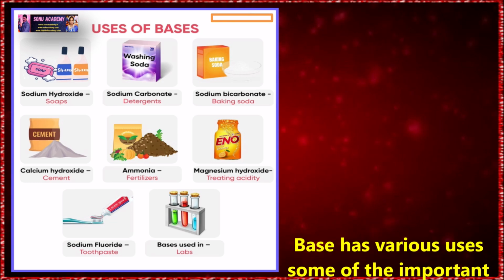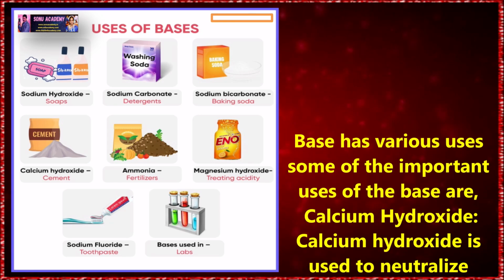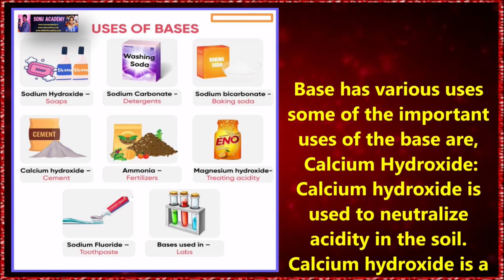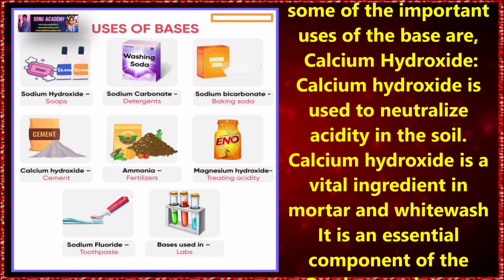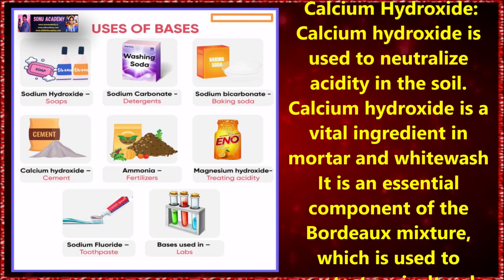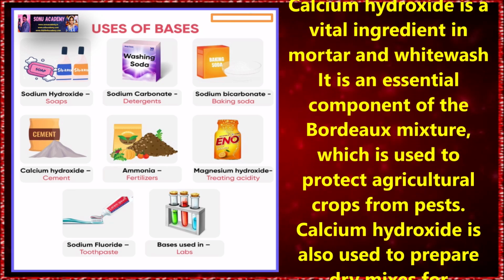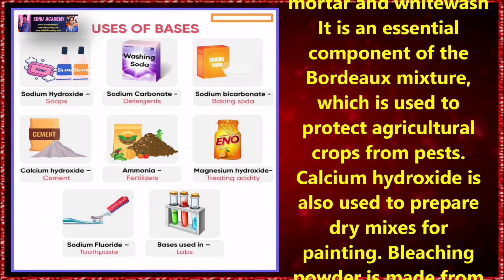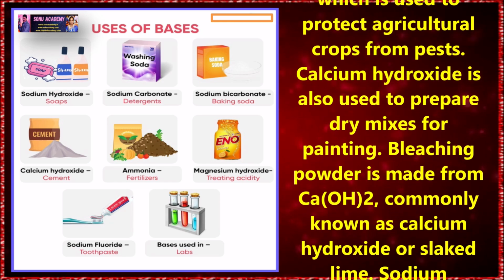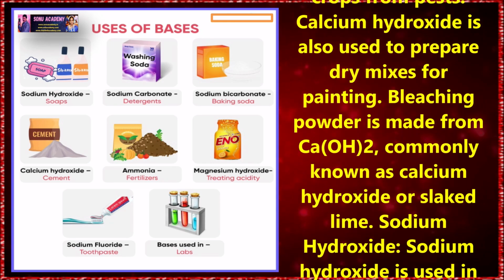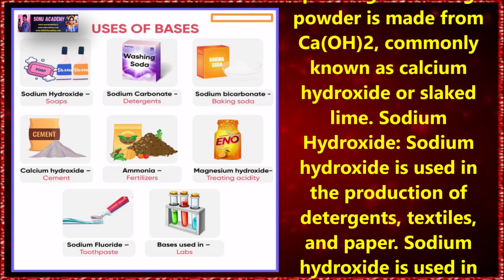Children, let us discuss the uses of bases. Bases have various uses. One of the important uses of bases is calcium hydroxide. Calcium hydroxide is used to neutralize acidity in the soil. Calcium hydroxide is a vital ingredient in mortar and whitewash. It is an essential component of the Bordeaux mixture, which is used to protect agricultural crops from pests. It is also used to prepare dye mixes for painting. Bleaching powder is also made from Ca(OH)2, commonly known as calcium hydroxide or slaked lime.